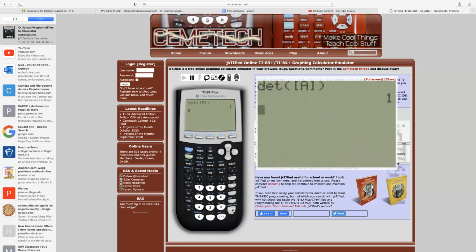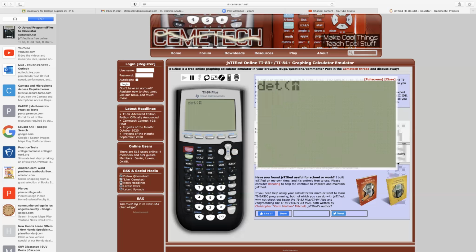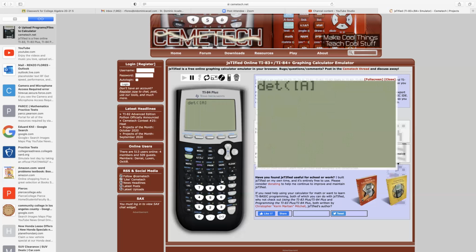Wow, that's it. Let me do that one more time, just in case you didn't get it. Second matrix, math, the first option, which is determinant. Click on that, then second matrix, choose the first option, close the parentheses, and that will give you the determinant.